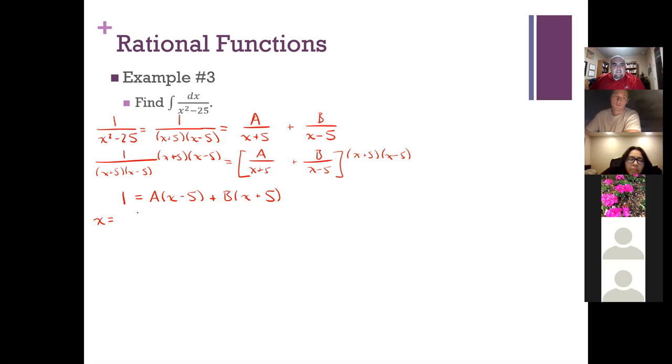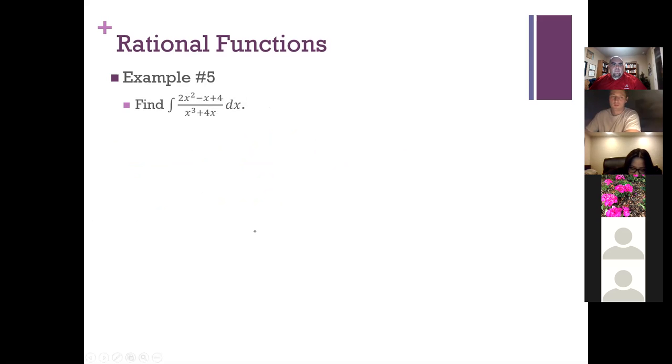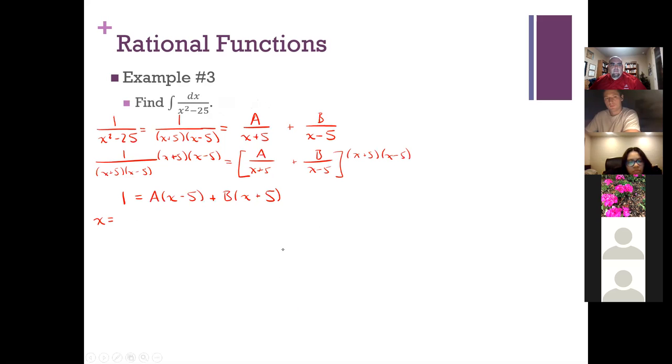Zero. So if I do zero. I think someone else said five. Let's go back. So if I do x = 5, then what I get is this: 1 equals A times (5 minus 5) plus B times (5 plus 5). And that's exactly what we wanted to happen. So now I get 1 equals 10B, which means that B is equal to 1 over 10.